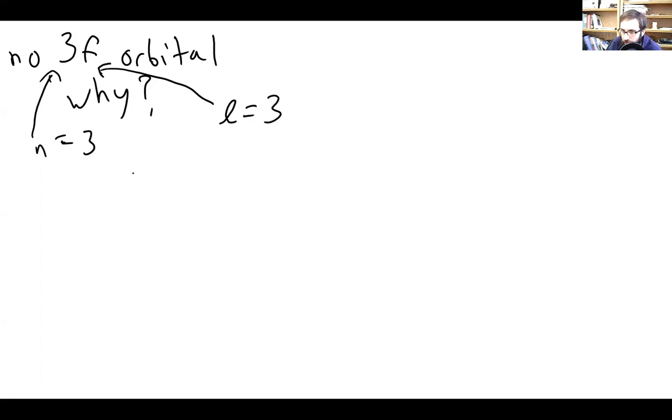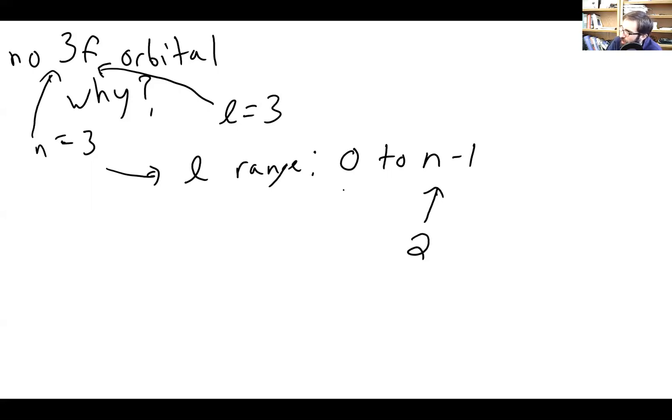Well, from our quantum mechanical rules, recall that if you have an n equals 3, L can only range from 0 in integers to n minus 1, okay? Well, n minus 1 is 2, right? Because n equals 3. And we're wanting L to equal 3. So that's why L cannot equal 3.